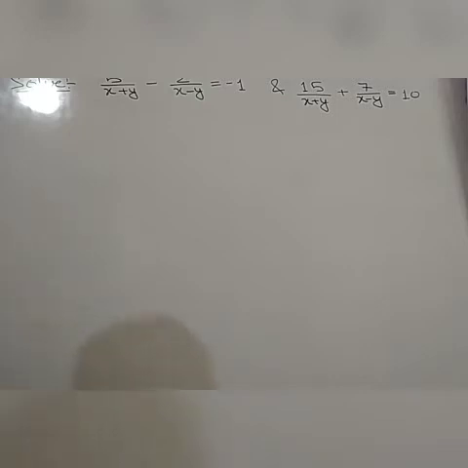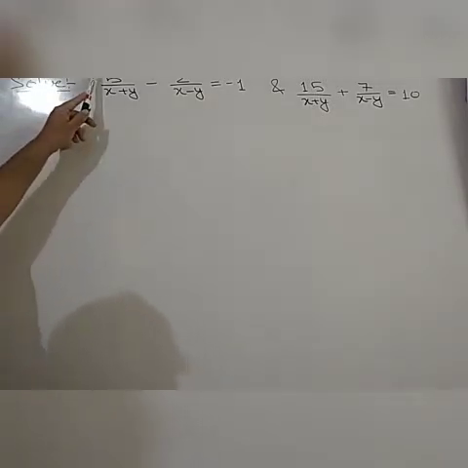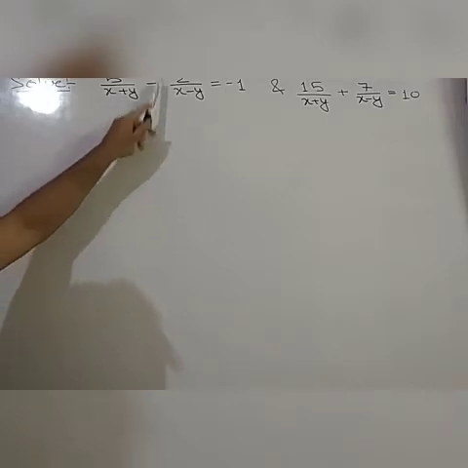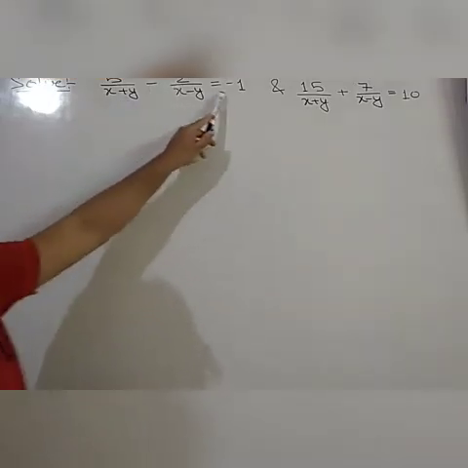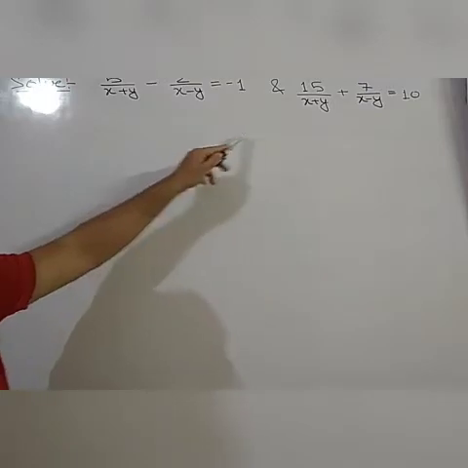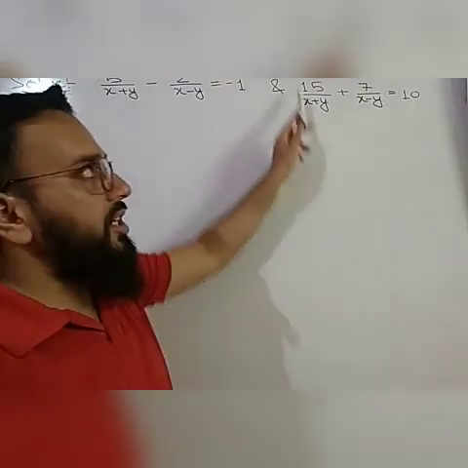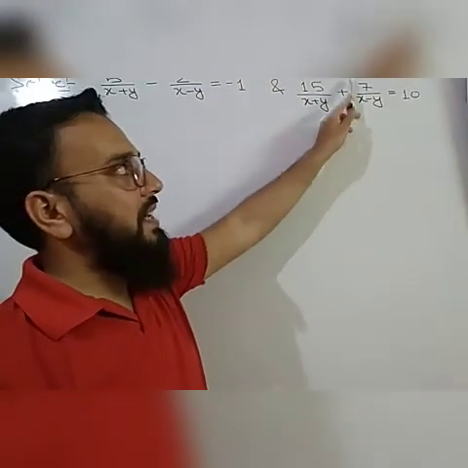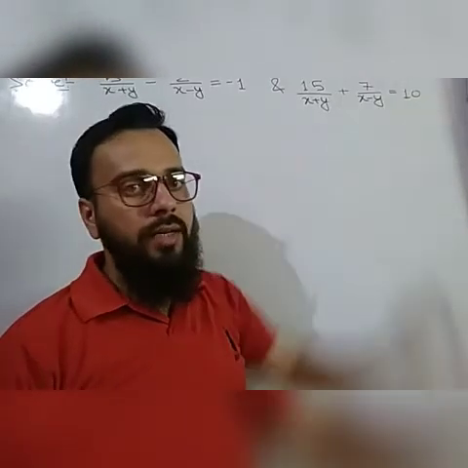Now there is one more question in which we have to reduce it in the general form of linear equation. The question is, we have to solve 5 upon x plus y minus 2 upon x minus y is equal to minus 1. It is first equation. And second equation is 15 upon x plus y plus 7 upon x minus y is equal to 10.